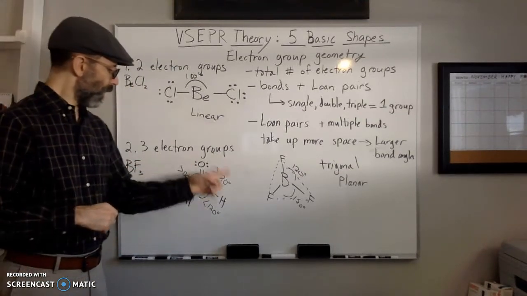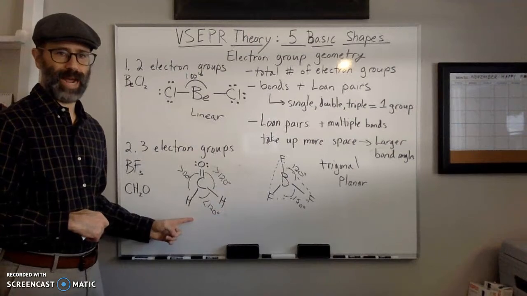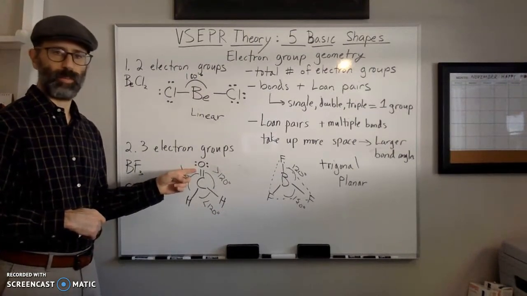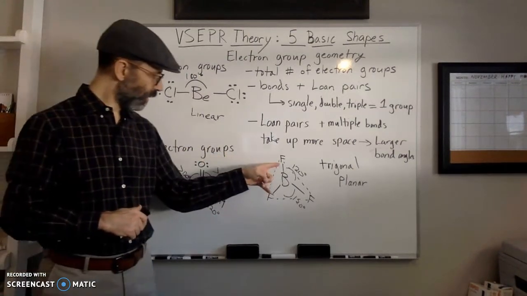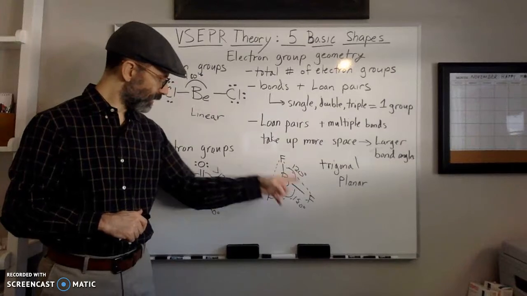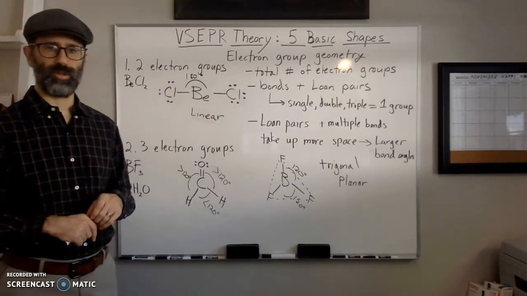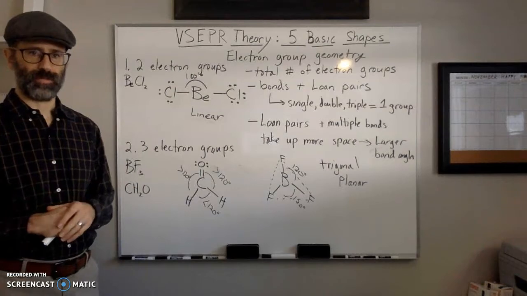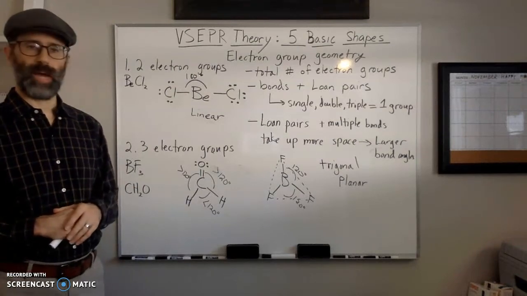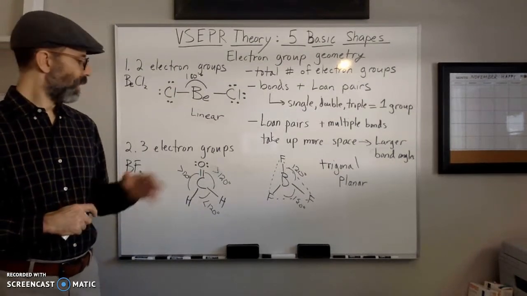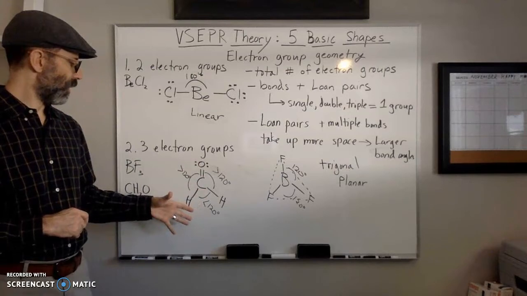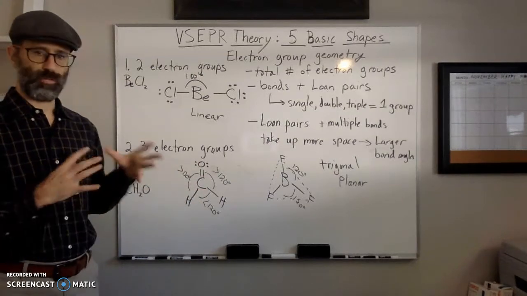Okay, so this will not have the ideal angles because of that double bond. These, because they're all single bonds connected to the same atom, are going to have the ideal angles. So there's no difference in repulsion between the bonds. So that's your 3 electron group molecule.